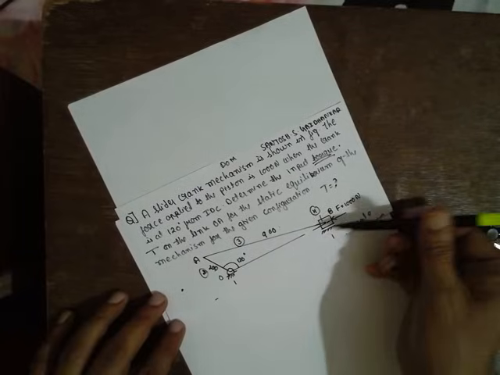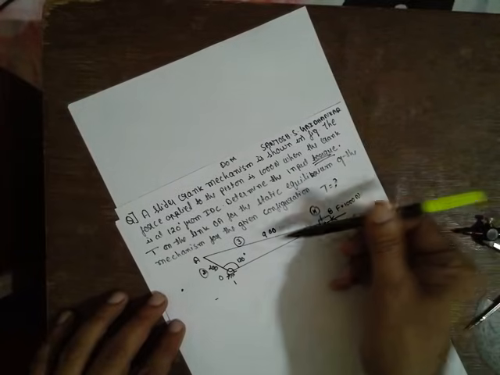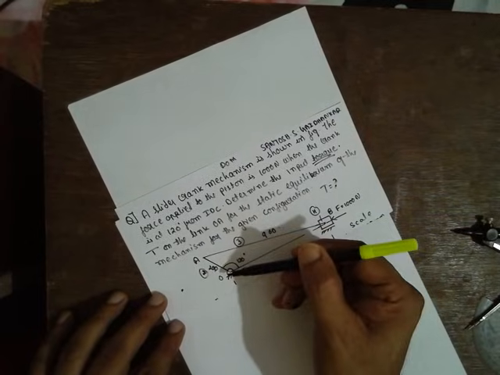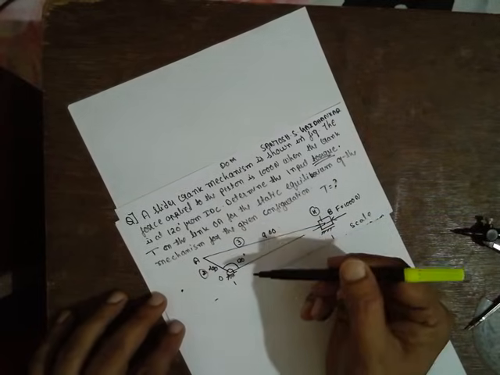When the force is applied this side, what happens? The crank will rotate. We have to stop the rotation. If you stop the rotation, then we call it a static force analysis.